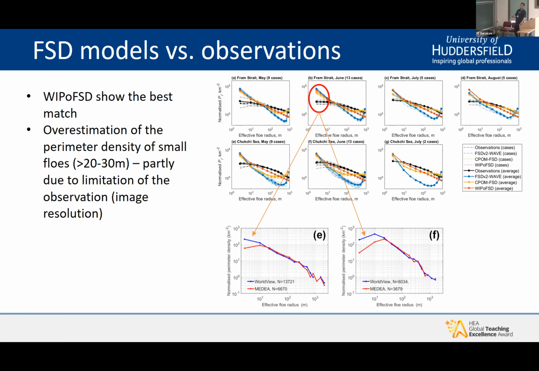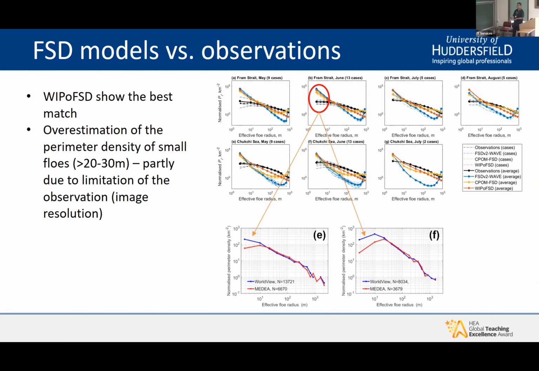The models show a large perimeter density in small floes, less than about 20 or 30 meters. And then we reasoned it might be something wrong with the model. Also, it can be something wrong with our observation. So we look at 2 different cases. One is the 1 meter resolution MODIS data, and then a coincident image from WorldView of half meter resolution. What is interesting is that below about 20 or 30 meters, these 2 floe size distributions really match each other.